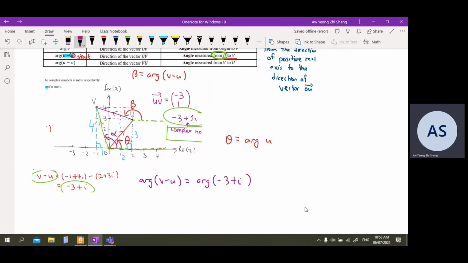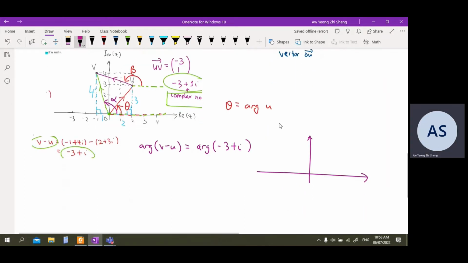If we use the method that we learned earlier on page 14 to find this argument, we'll first figure out in which quadrant the point representation of negative 3 plus i lies. That will be minus 3 here and 1 here. This will be the point representation of minus 3 plus i. Then we'll draw a vector from the origin towards this point, and measure the angle from the positive x direction towards the slanted vector.